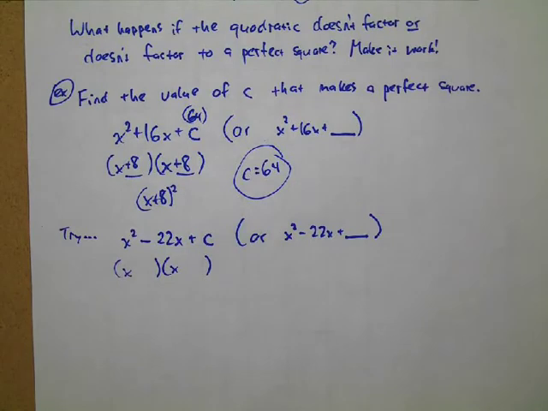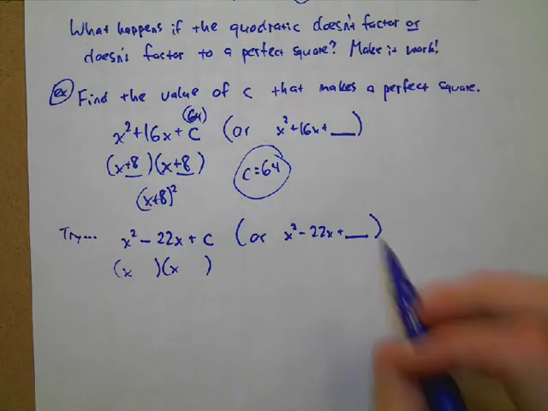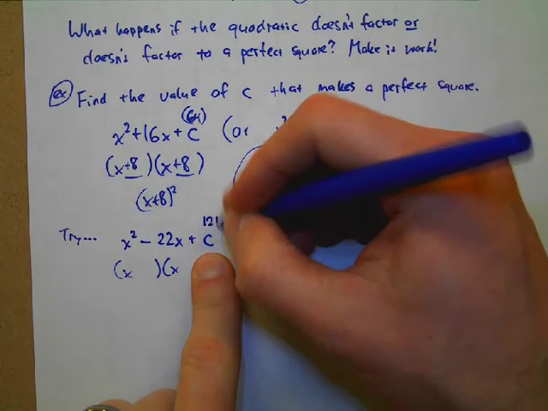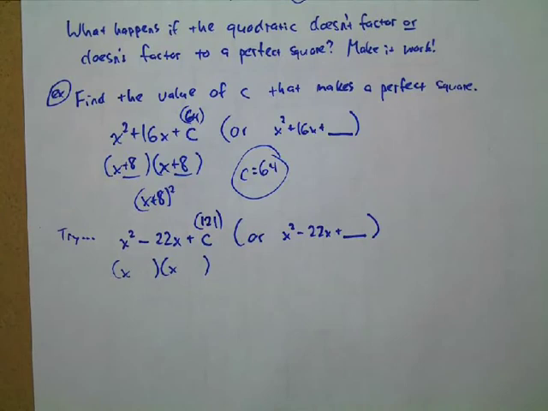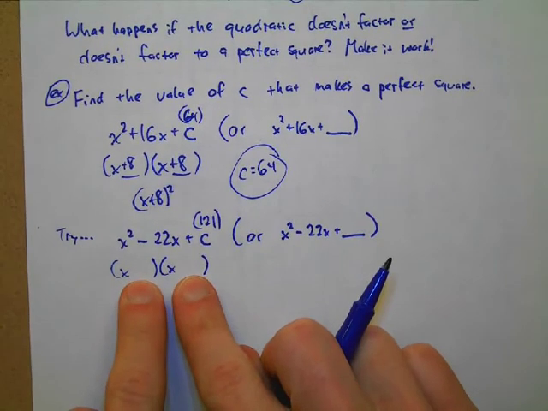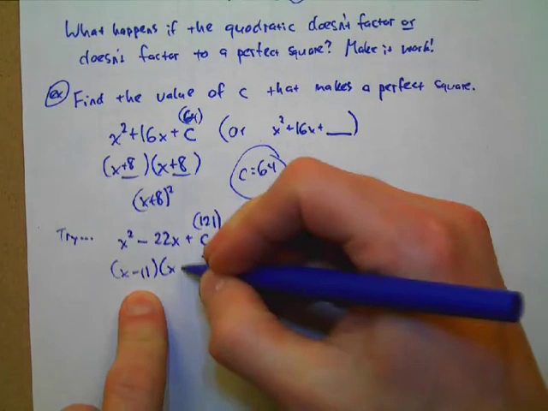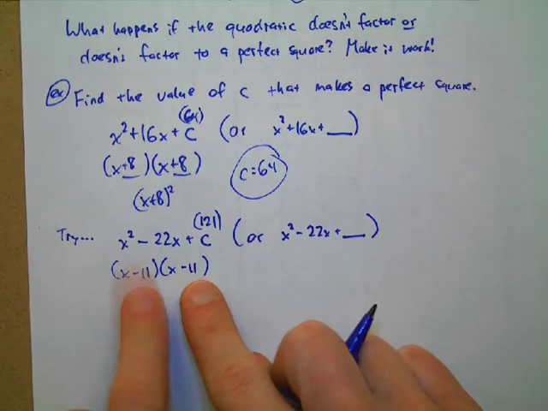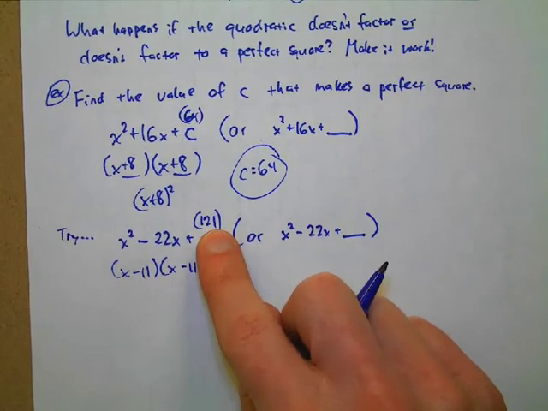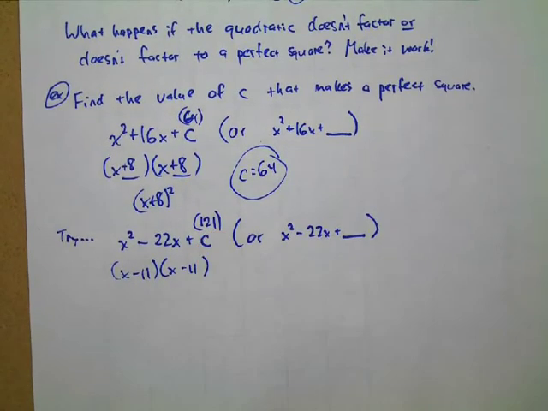Jack, you got an answer for us here? What is our value of C going to be? 121, Jack says. Okay. We agree with that? Well, so let's see here. What numbers do we need to put in here? Negative 11s, right? But then when you multiply a negative 11 times a negative 11 to create this C, it'll become a positive 121.